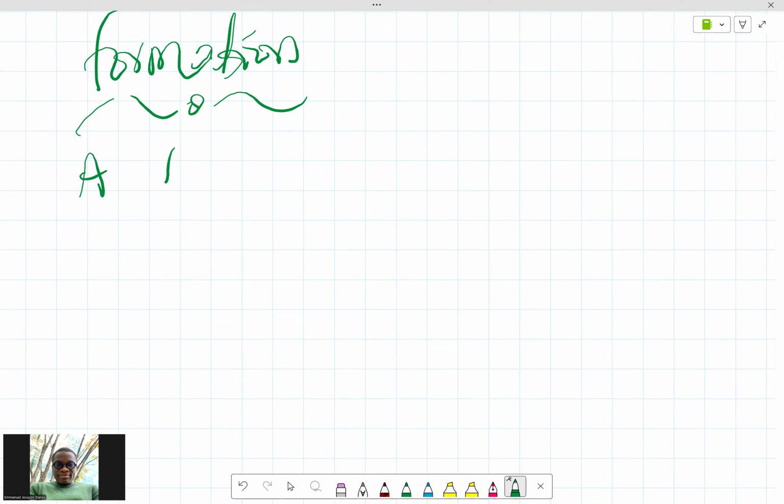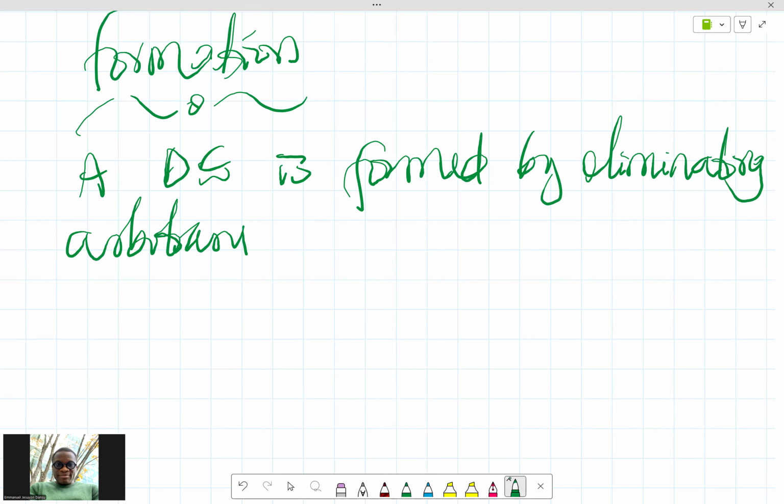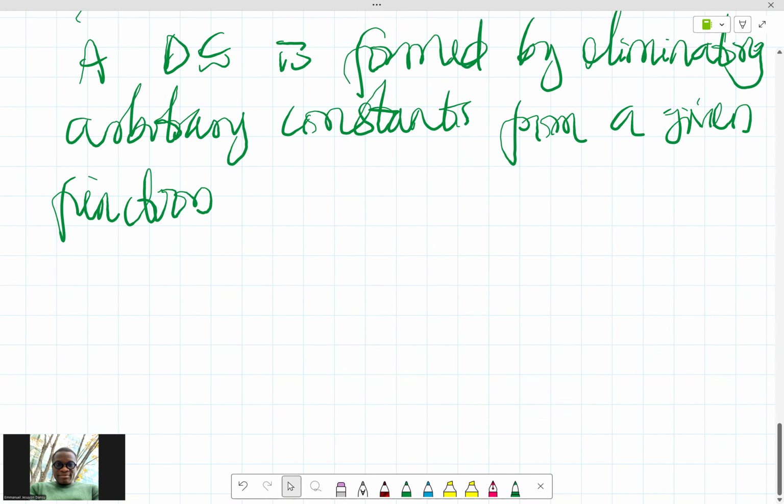A differential equation is formed by eliminating arbitrary constants from a given function. The function is what you can call the primitive. So a very good example will be this.